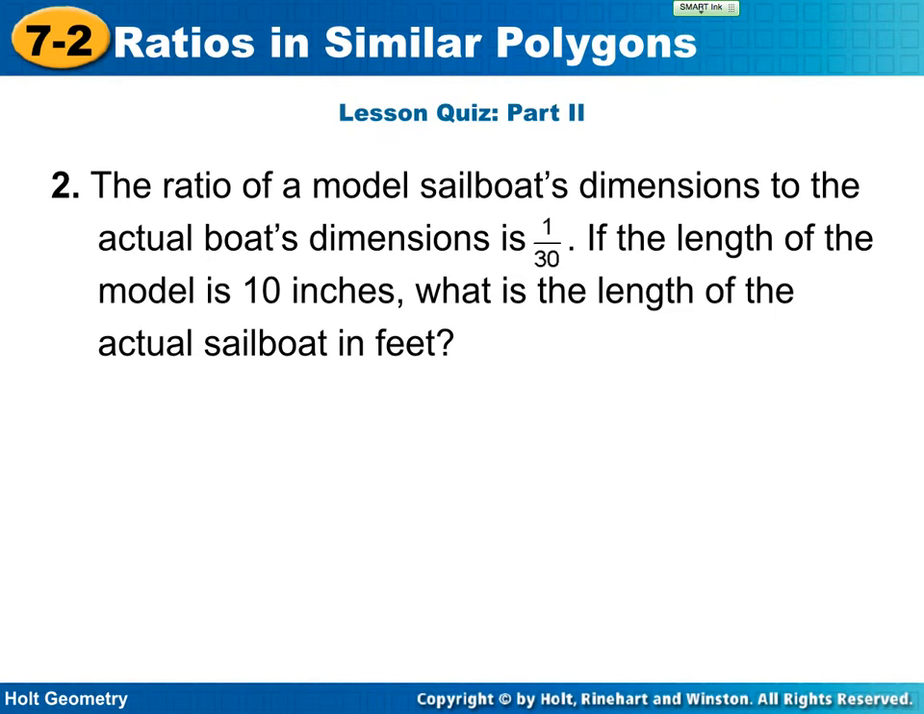It says the ratio of a model sailboat's dimensions to the actual boat's dimensions is 1 to 30. So the 1 is the model length, the 30 is the actual. They didn't say whether it's feet or inches because you could apply it to any measurement. Okay? If the length of the model is 10 inches, what's the length of the actual sailboat in feet? Model 10 inches. Would that be the numerator or denominator of the second fraction? Numerator, because it's the model. And the first sentence said the model came first.